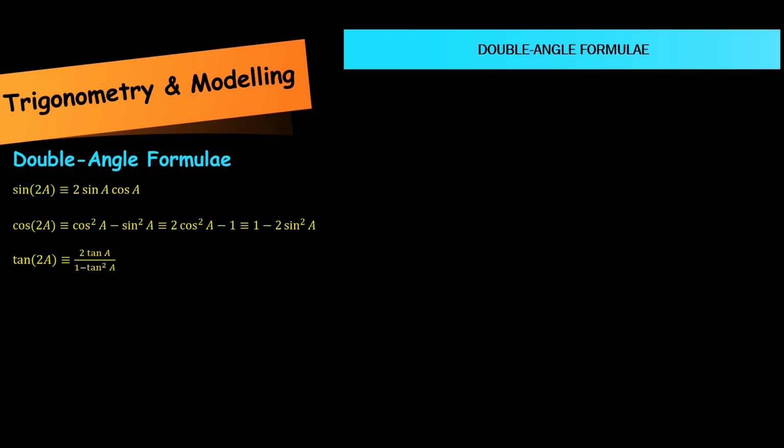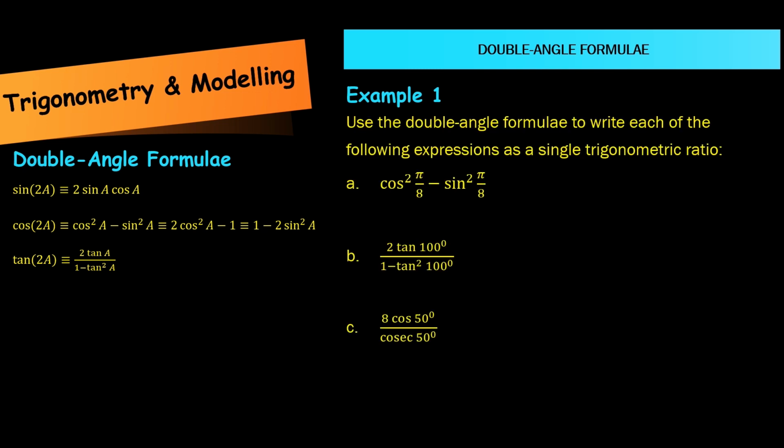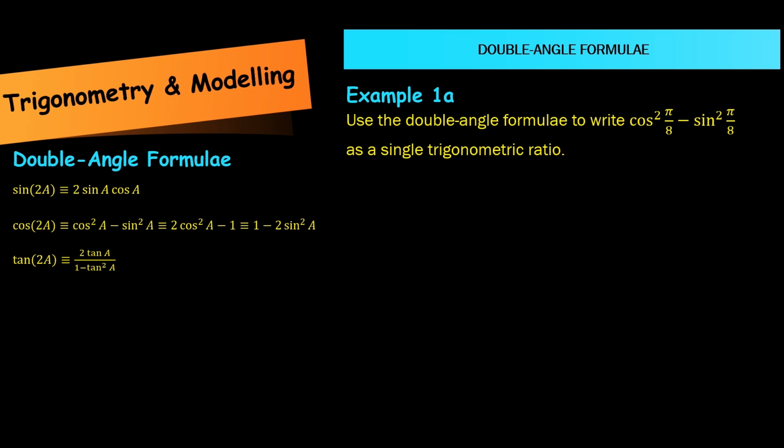We're now going to use the double angle formulae as shown on your screen to explore some examples. Pause the video and have a go at this example. When you are ready to view the solutions, press play. So let's take a look at part A first. We're required to use the double angle formulae to write cos² π/8 minus sin² π/8 as a single trigonometric ratio.